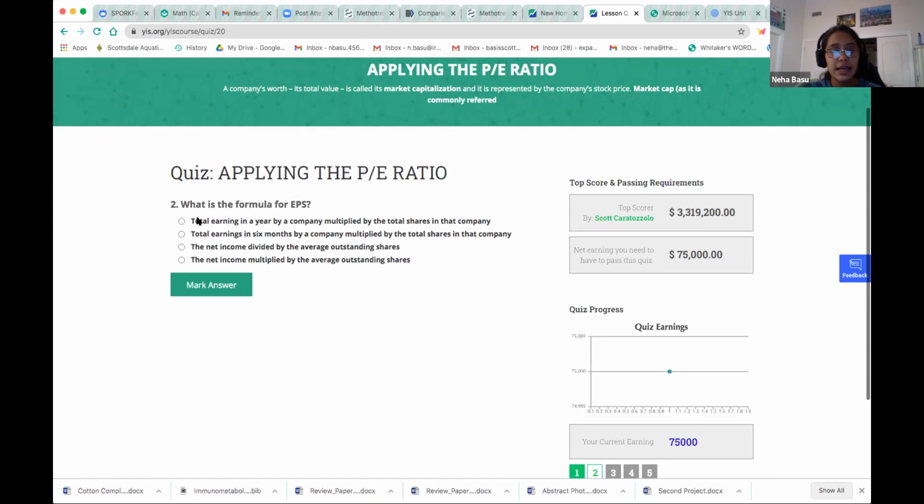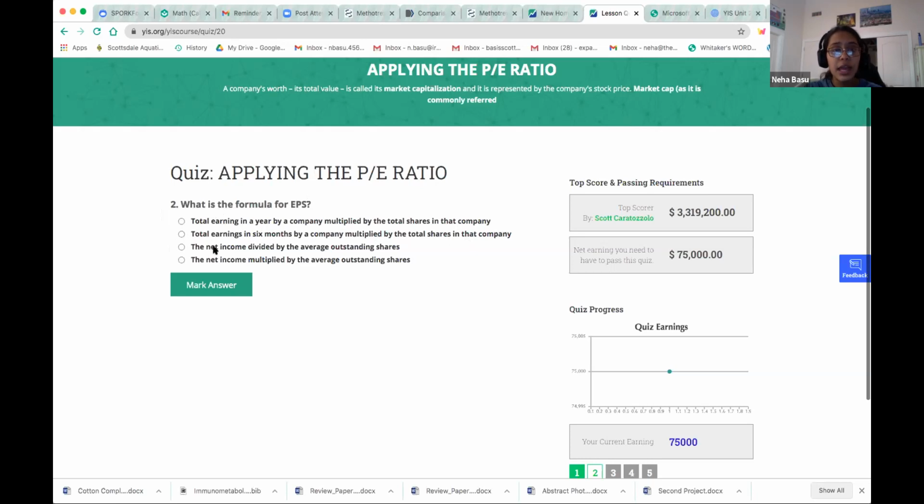Answer choice A says total earnings in a year by a company multiplied by the total shares in that company. So we just said that you want to divide, not multiply, so it's not going to be A. B says total earnings in 6 months by a company multiplied by the total shares in that company. So this answer choice is wrong in 2 ways, because you want to do it for 1 year, not just 6 months, and you also want to divide. So answer choice B is also wrong.